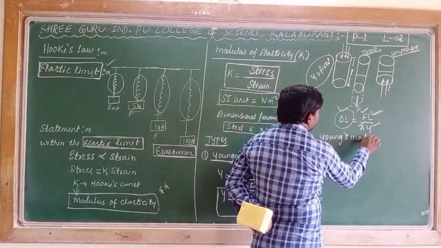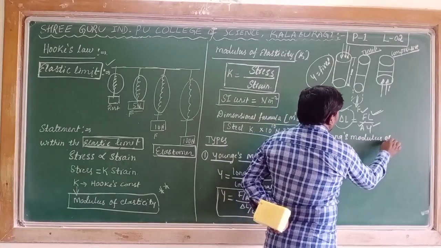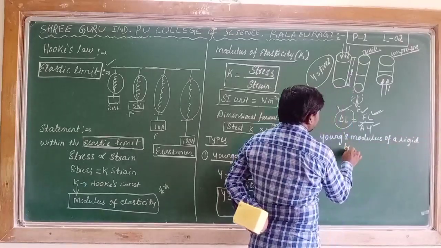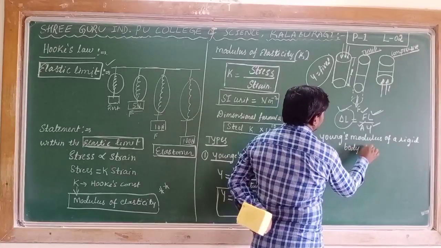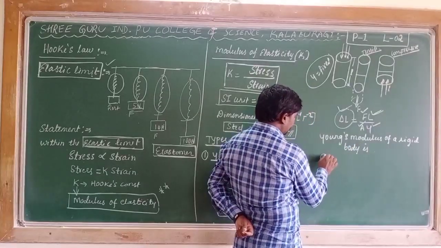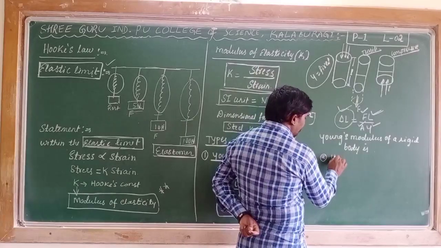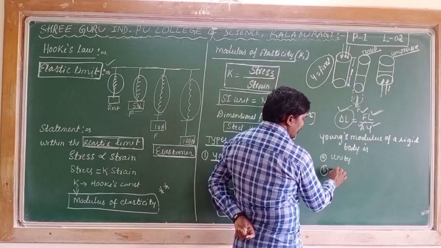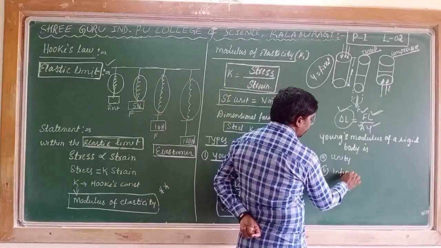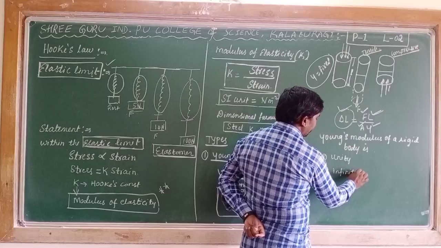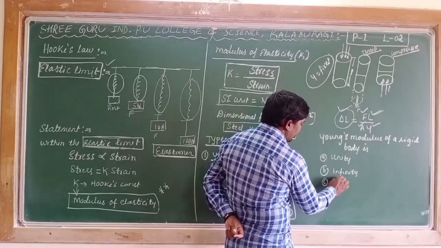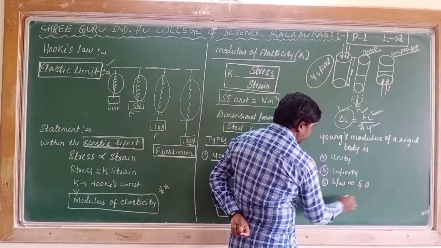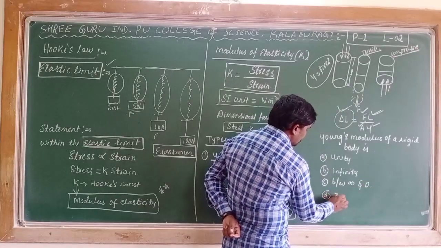The Young's modulus of a rigid body is... In the options, the first is unity, the second option is infinity, the third one is between infinity and 0, and the last one is 0.